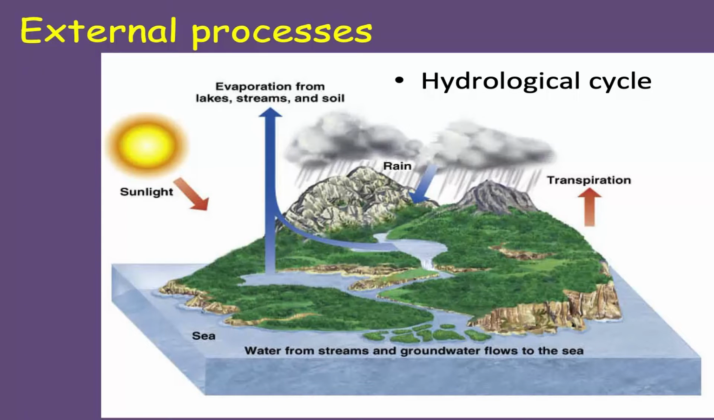External processes. One is the tectonic processes, which are internal, and for external processes we can talk about the hydrological cycle, which operates on the surface, which erodes and sculpts the landscape, and the other processes involved are the exchange of energy and sediments. So this is part of the external processes.